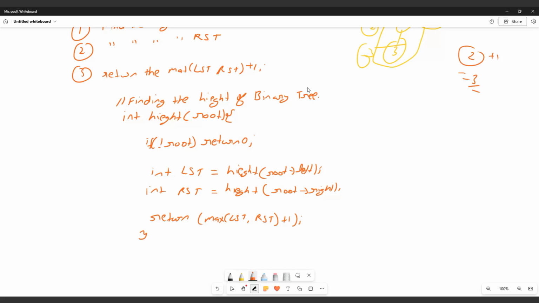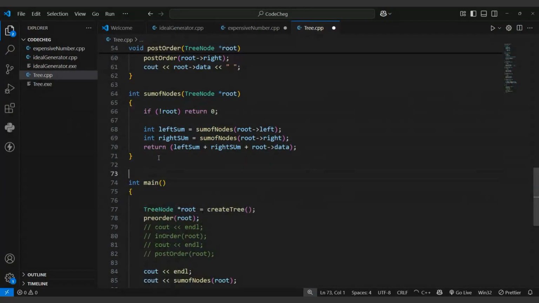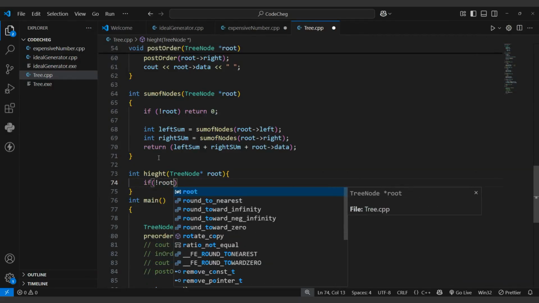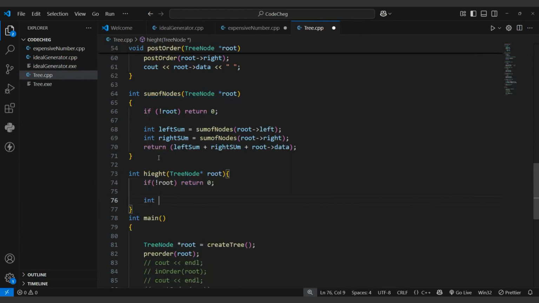So how can we write the code? Let's write the code. It would be very quick. We are going to write the piece of code for this, to see whether our code is working fine or not. Int height. We are passing the root and we are checking if the root exists. If root doesn't exist, return 0. Find the height of left subtree.